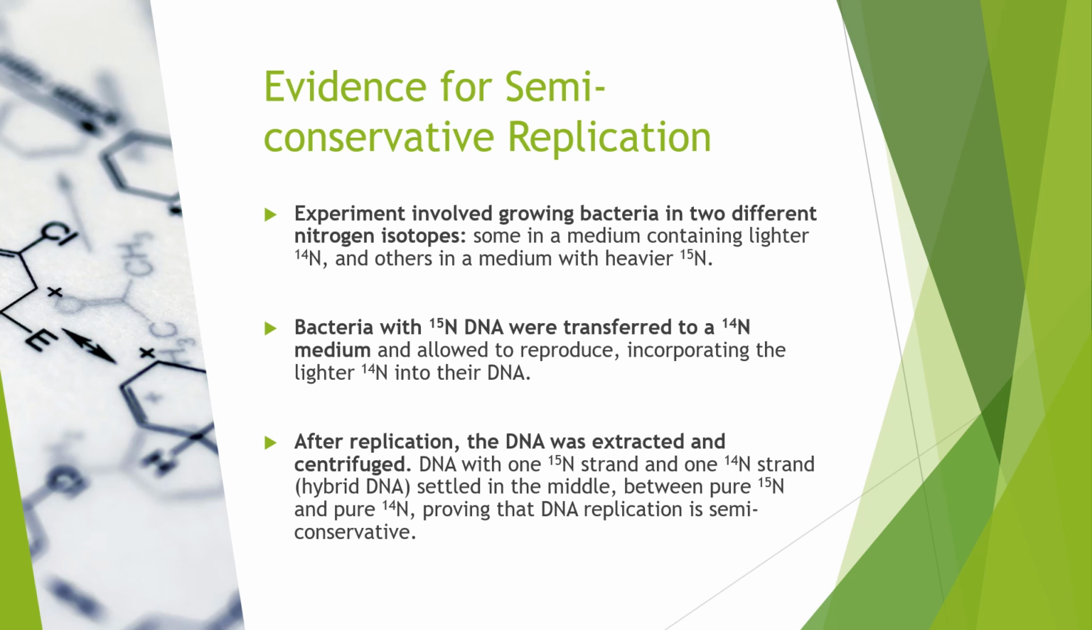After a round of DNA replication, the DNA was extracted from the bacteria and centrifuged. In the centrifuge, DNA with both 15N and 14N settled in a band between pure 15N and pure 14N. This intermediate position indicated that each new DNA molecule contained one original 15N strand and one new 14N strand.